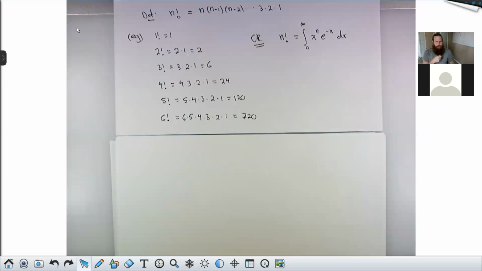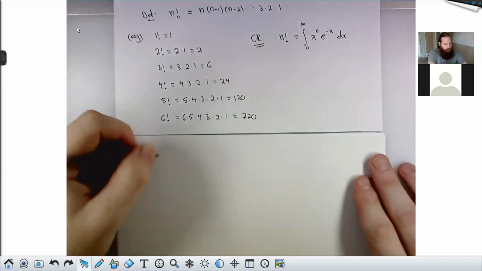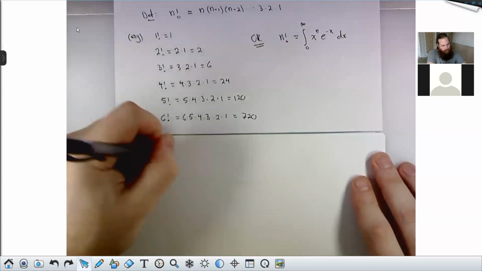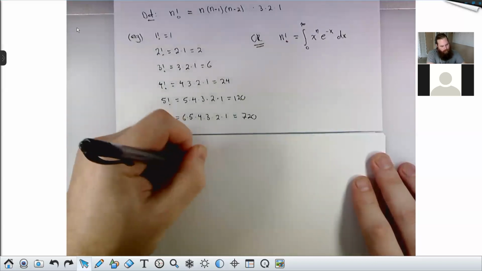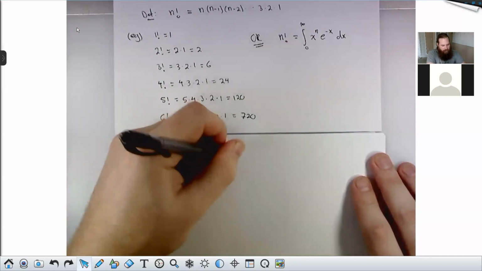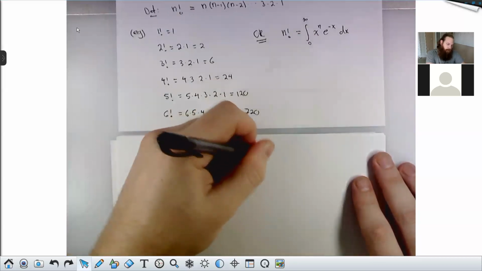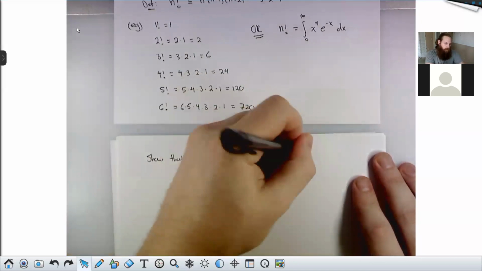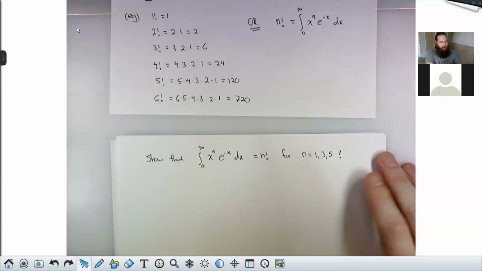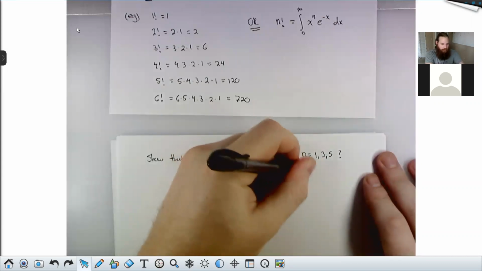Counting problems, combinatorics problems, problems that have to do with how many ways you can arrange things. Factorials show up quite a bit. Also very important in number theory. So let's see. Can we show that the integral from 0 to infinity of x to the n e to the minus x dx equals n factorial for n equals, let's do like 1, 3, and 5, say, or maybe in general.